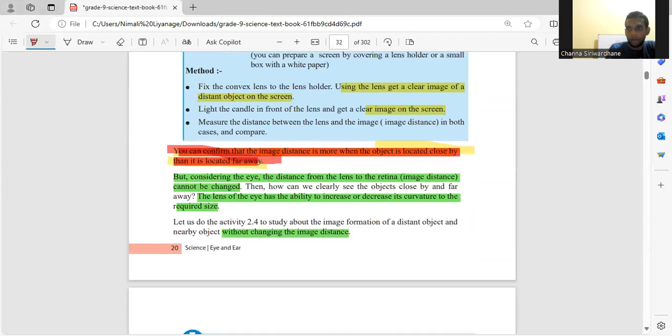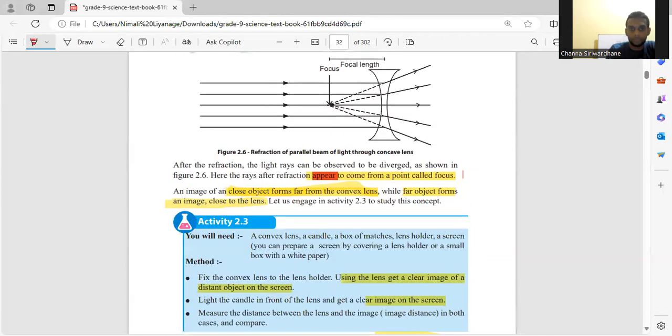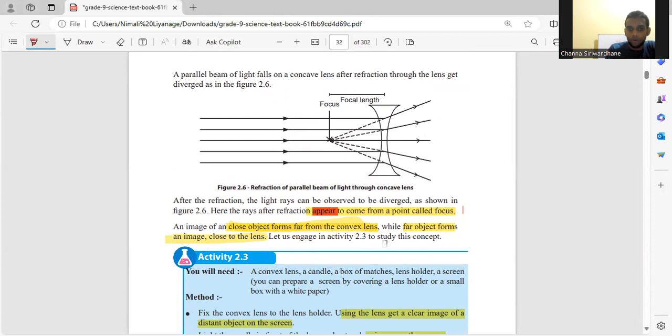Now you can understand what they are saying here. An image of a close object forms far from the convex lens. While a far object forms an image close to the lens.